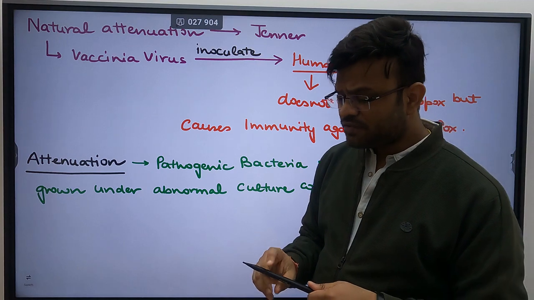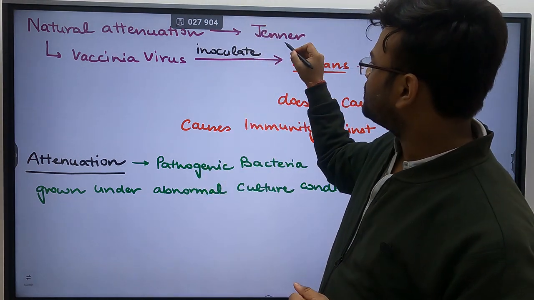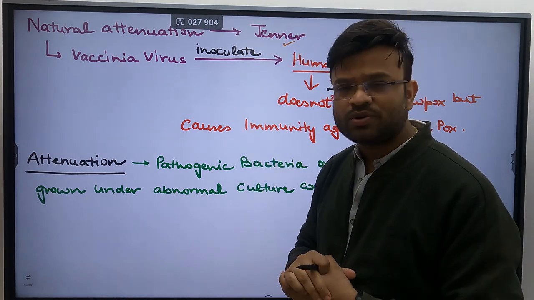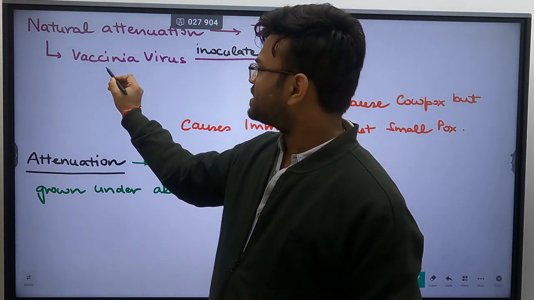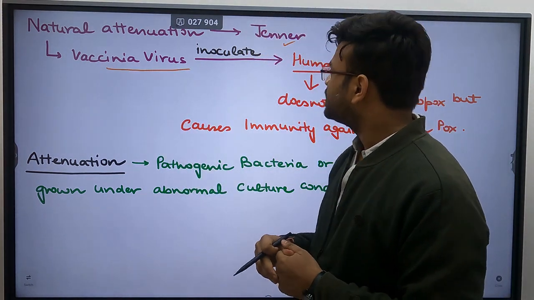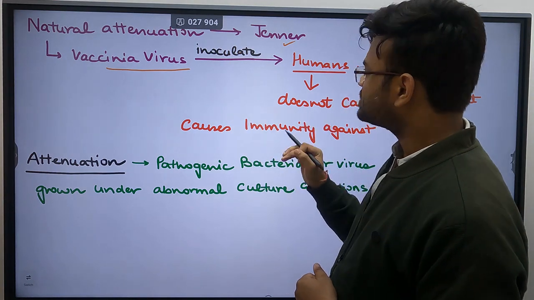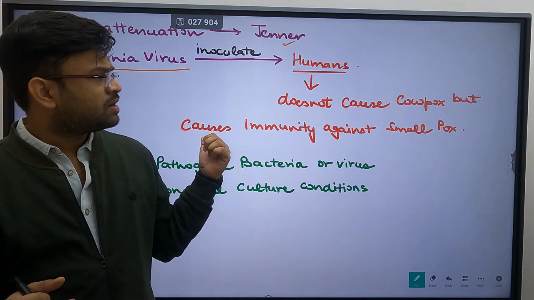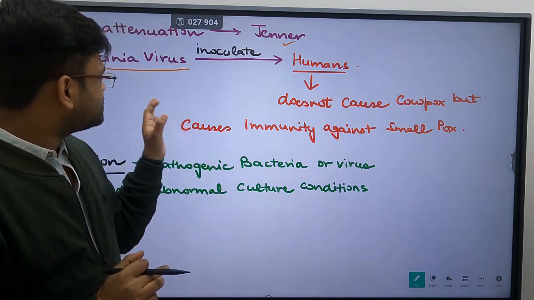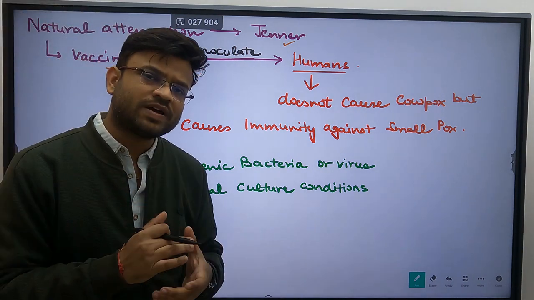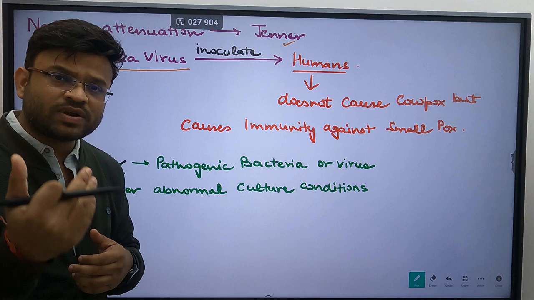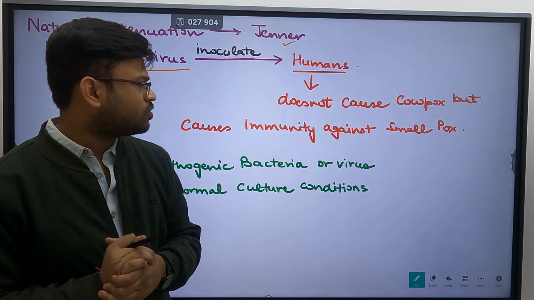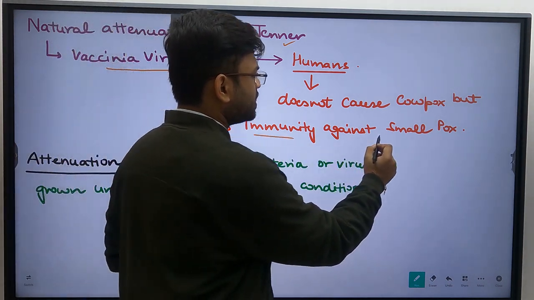Natural attenuation, I have already told you about this, was first introduced by Jenner. He told about the natural attenuation process. This was a vaccinia virus that he was talking about. He inoculated vaccinia virus inside humans. Now, what do you mean by vaccinia virus? This is the same virus as the cowpox virus, basically. Cowpox virus causes disease in cows only; when it is inoculated inside the human body, it will not cause disease. So that is what I have written over here. It does not cause cowpox, but it causes immunity against smallpox.